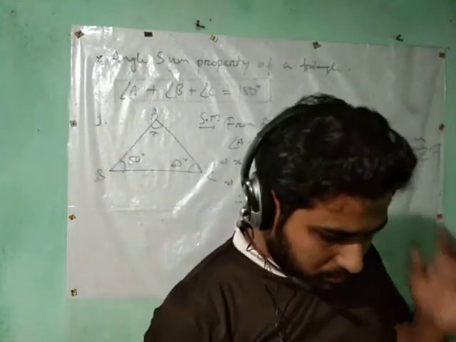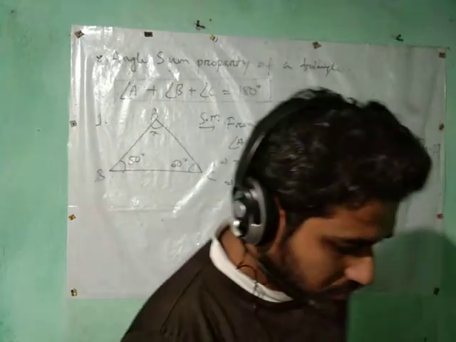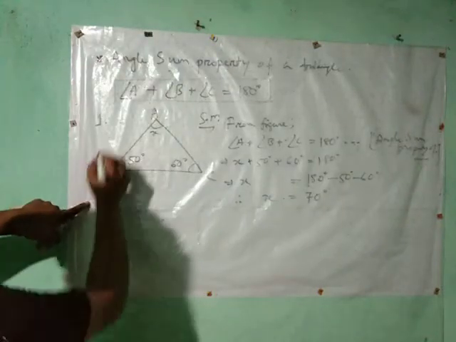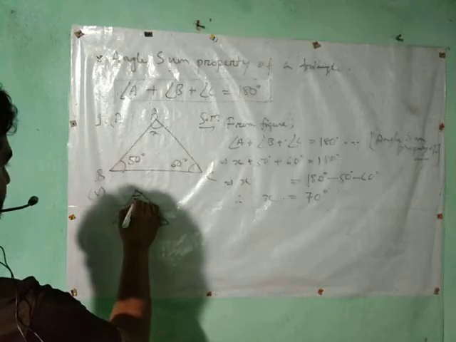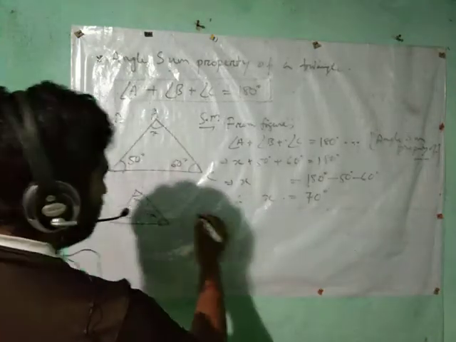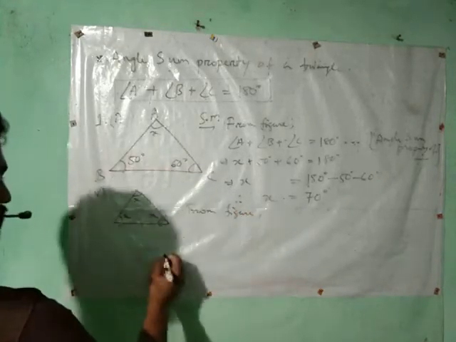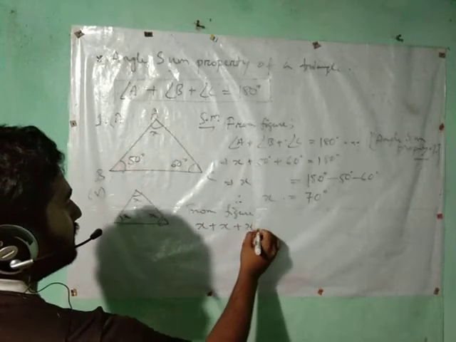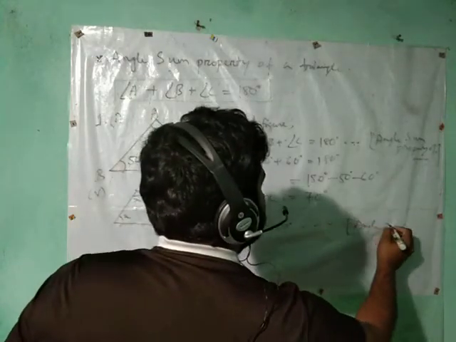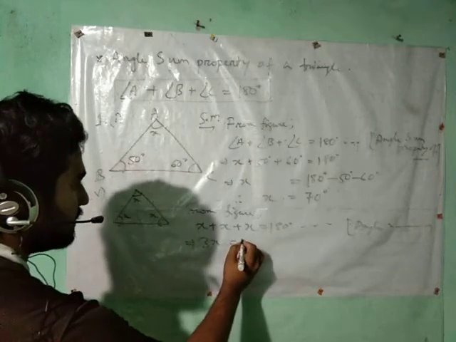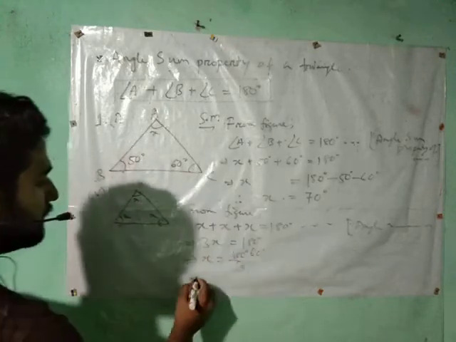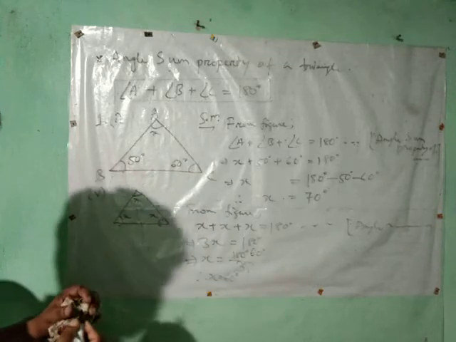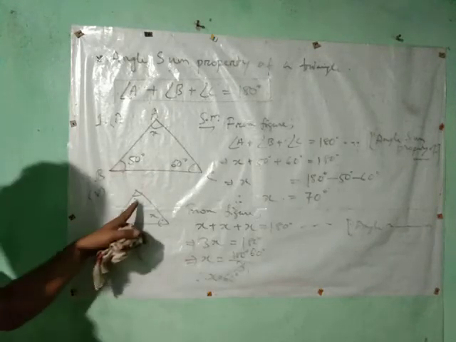So let me do one more question. Suppose I do 5 and 6. In question 5, if you look, there are three angles and all of them are x, x, x. Now from the figure you write: x plus x plus x equals 180 degrees. How? Same thing, angle sum property. Now if you add all of them, we get 3x equals 180 degrees. So x equals 180 degrees divided by 3, so 60 degrees. Therefore x equals 60 degrees. I hope you got it. So each of them is 60 degrees. That means we have found the value of x.